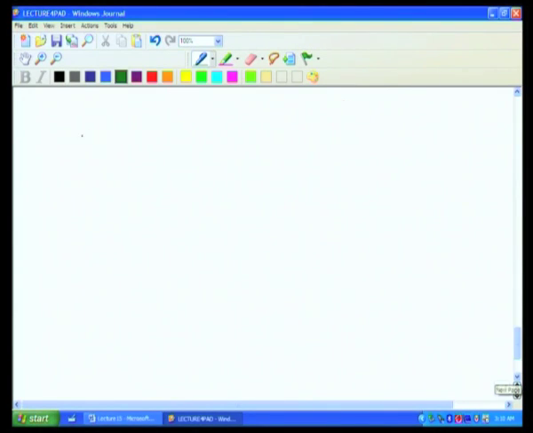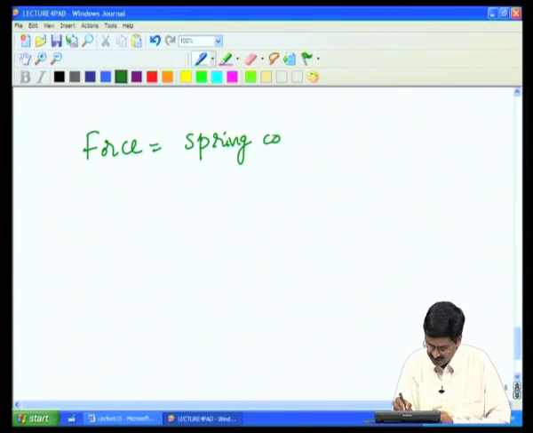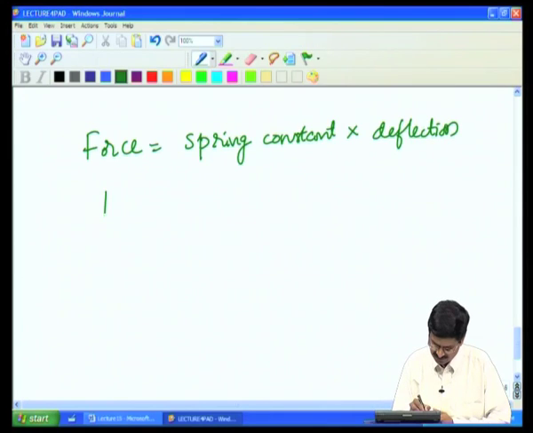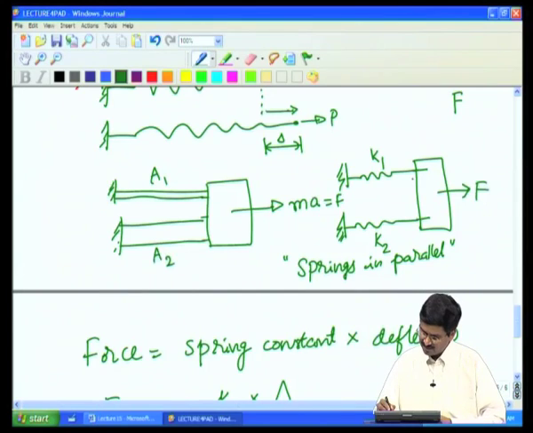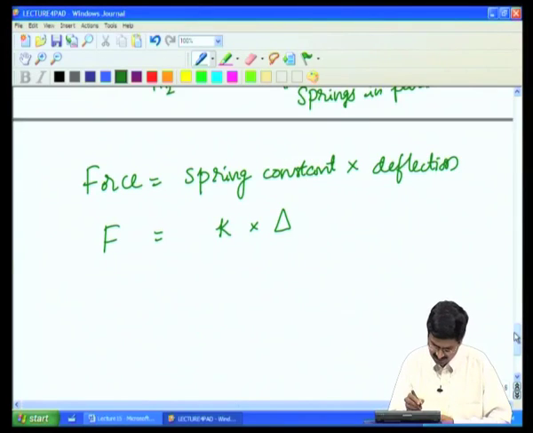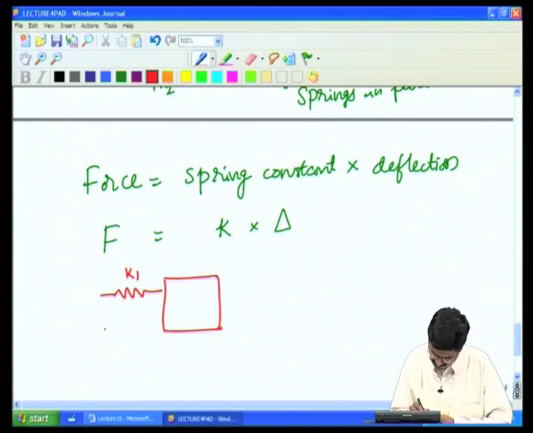So, let us write that. We have the force is equal to spring constant times deflection of the spring. This is the force F, spring constant K times the deflection delta. Now when we have two springs like this, there will be a force acting this way, which is K1 times delta. If we denote the movement of this mass as delta, there will be K1 delta and K2 delta, which we will do here now again. Let us draw this mass and show this spring of constant K1, another spring of constant K2, which are both fixed here, and there is a force F acting here.